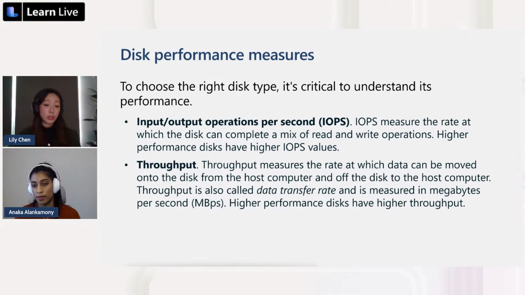For physical disks, solid state disks or SSDs usually realize higher IOPS and throughput than hard disk drives or HDDs. Virtual disks that you can choose for your VMs are based on SSDs of several types or HDDs. And their performance varies widely based on the actual disk type within these two categories. So let's examine which types are available on Azure.